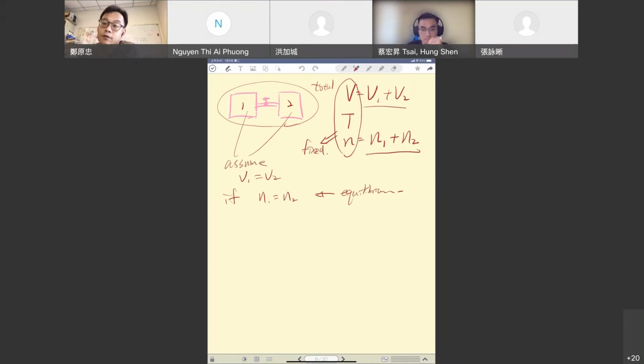So what if N1 equals N, N2 equals zero? Why is that? Because all the particles are in subsystem one. In that case, it's non-equilibrium, right? So this is what I meant.